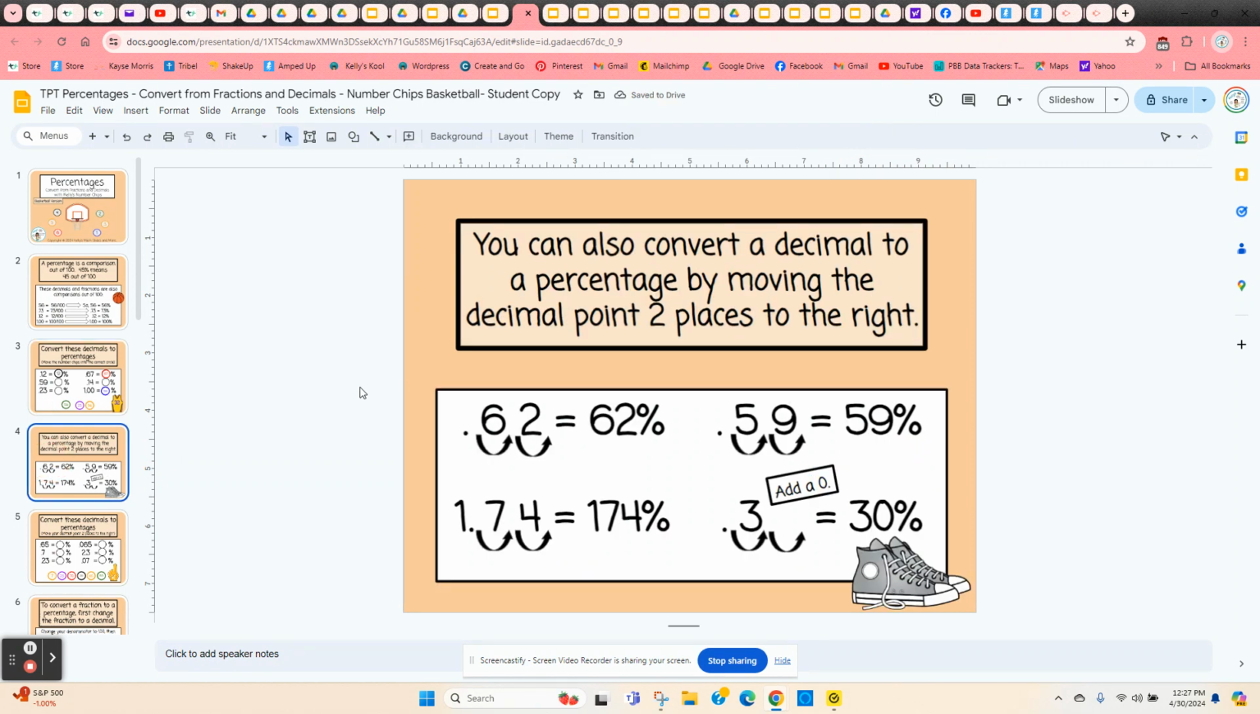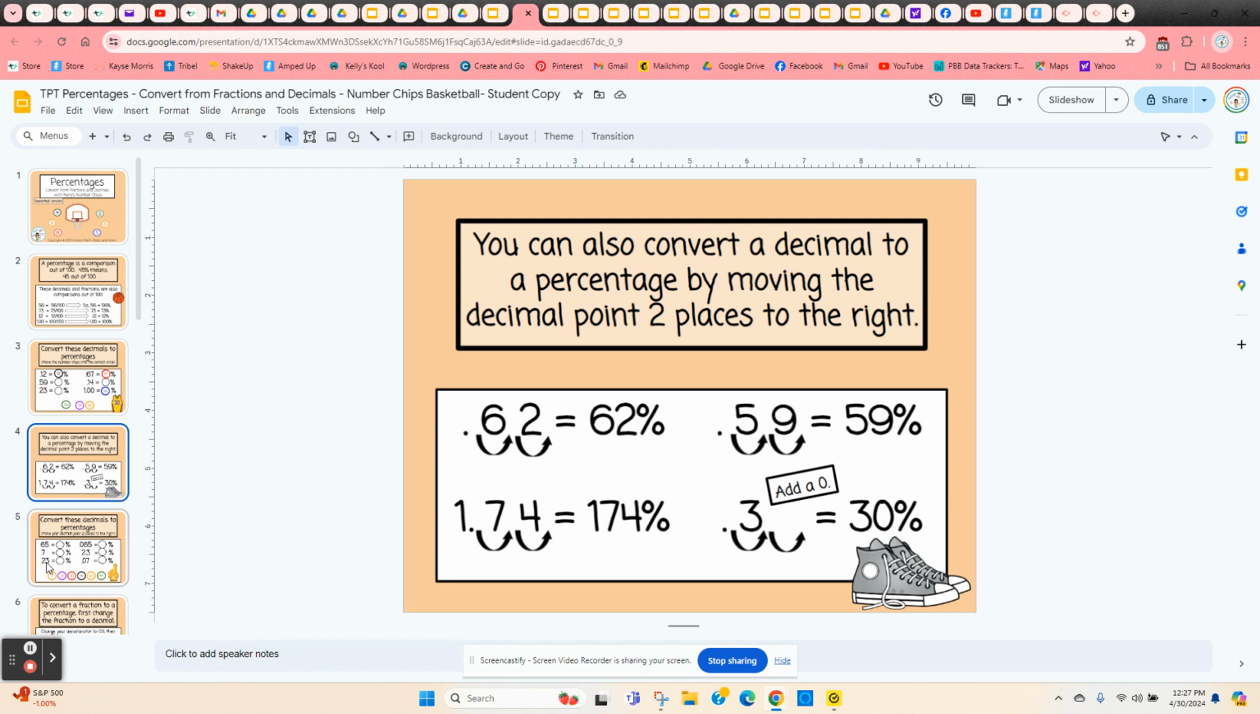So the next slide shows students how to convert from decimals to percentages by moving the decimal point 2 places to the right. So these two are fairly easy. When you get down to here, you have a whole number. So if we move the decimal point 2 places to the right, we have 174%. And then here's an example. If they have to move the decimal point 2 places to the right and there's nothing here, we have to add a 0. So this is not 3%, but 30%.